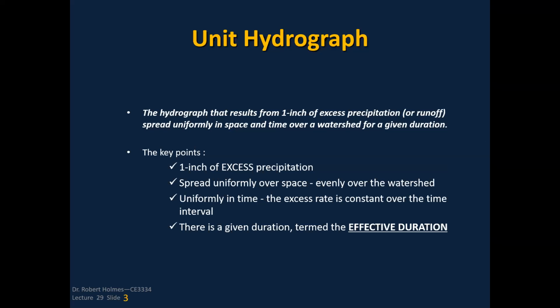Again, reminding you the unit hydrograph is 1 inch of excess precipitation spread uniformly over a space in the watershed. That rainfall of 1 inch occurs uniformly in time, and there is a given duration for that time. That is called the effective duration.